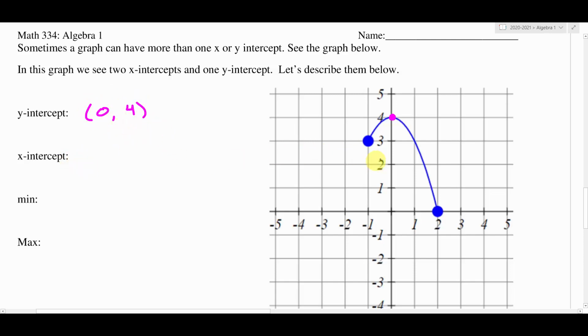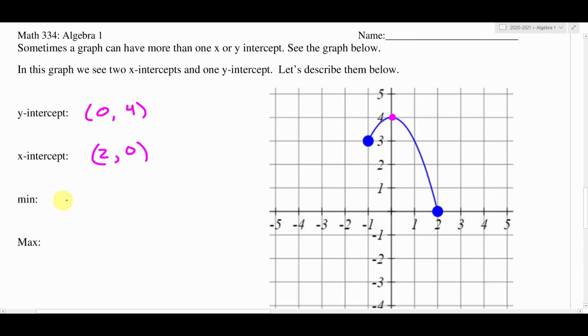Then we're looking for an x-intercept. All right, so the x-axis is located here. I can see that the function is going to hit the x-axis here at 2, but I'm not going to simply write 2. I have to say (2, 0), because it is a point, complete with a set of parentheses.